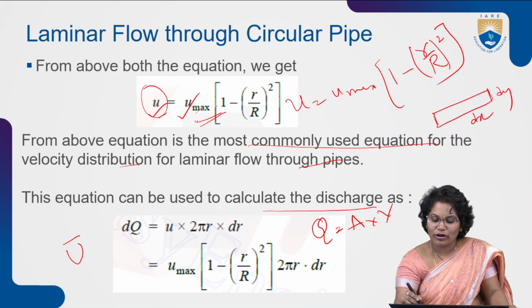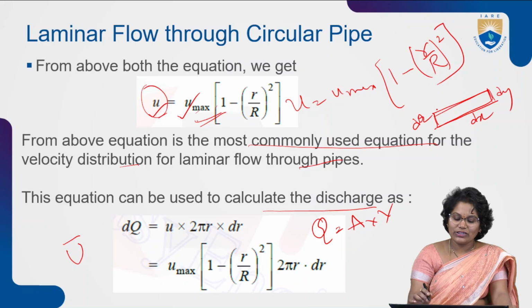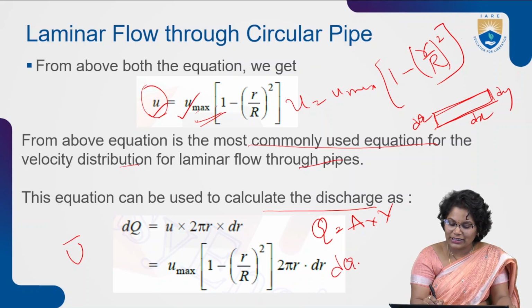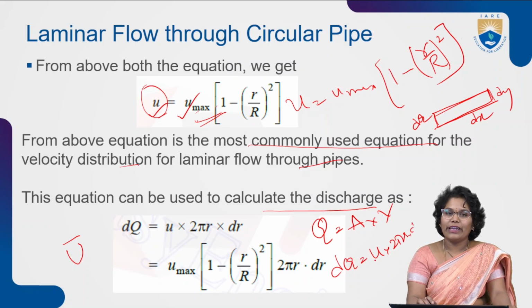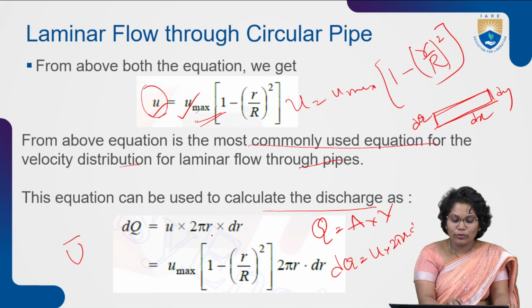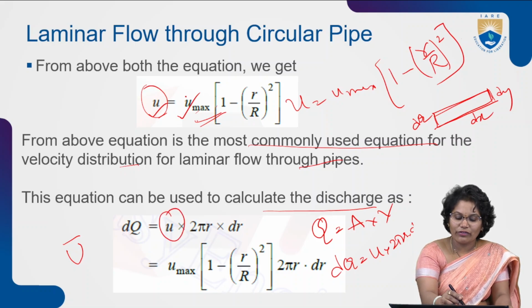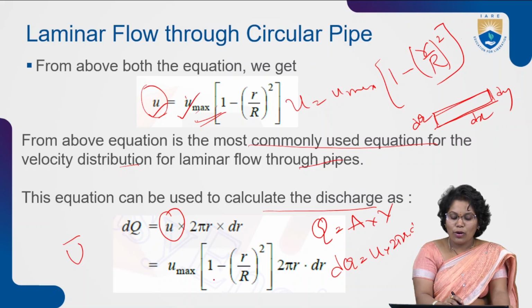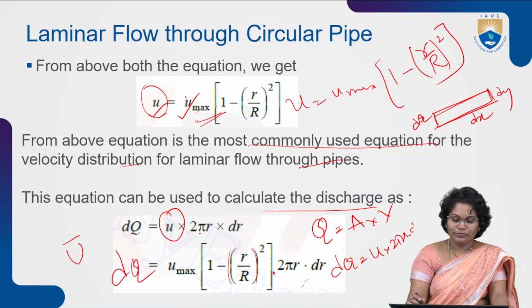In that element, whatever the discharge is moving in this element, that discharge is dQ. So dQ is equal to U into the area, which is 2 pi r into dr. So what is U here? Here we have already been given U max into 1 minus r by R whole squared, into 2 pi r into dr, is your dQ, right?